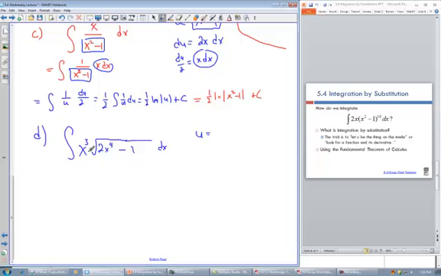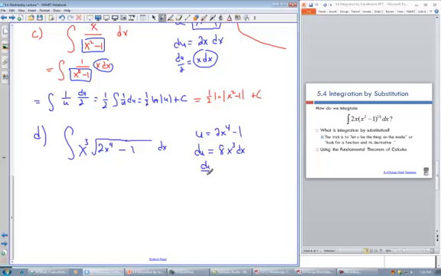If you let it be x cubed, the derivative of x cubed is 3x squared. I don't have that anywhere. But if you let it be 2 times x to the 4th minus 1, its derivative is 8x cubed, which is almost x cubed, right? And you can be off by a constant, because we can divide it out. So this one's going to be u equals 2x to the 4th minus 1, and then du is going to equal 8x cubed dx. Right? And I can already see I'm going to have to move over that 8.